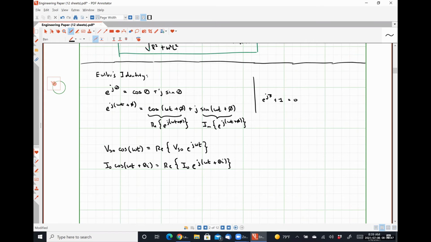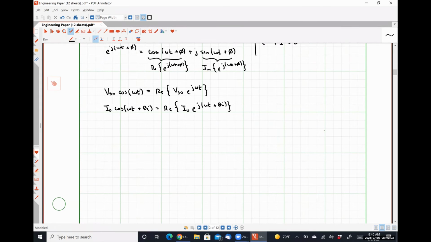So what this will allow us to do is analyze the circuit using complex numbers. But let me explain exactly why that works, all right? Let's say that we have a black box network, like so.